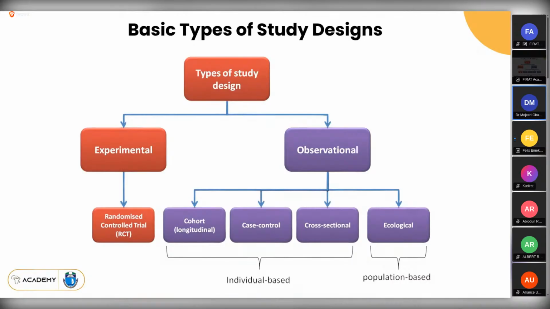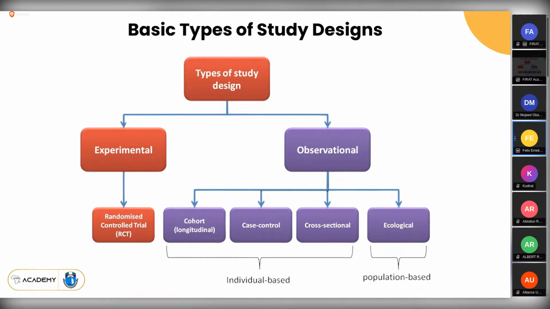Okay, so look at this diagram, which gives a simplicity of what is happening. You look at the types of study design. There are two major types: you have the experimental, then you have the observational. In the observational group, we'll be looking at the cohort, the case control, and the cross-sectional. Ecological are usually population-based, all right?